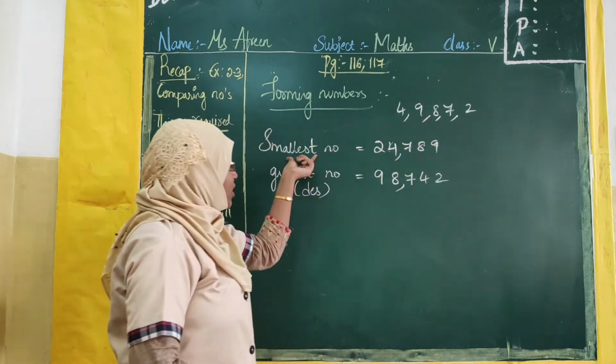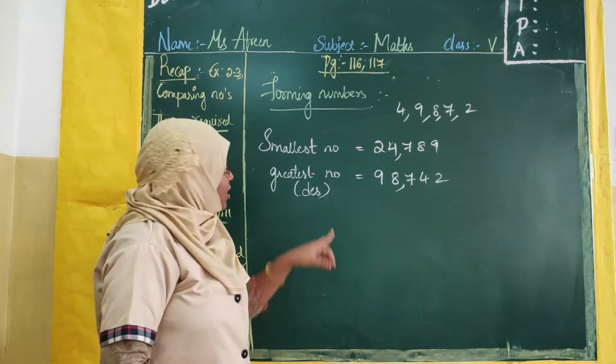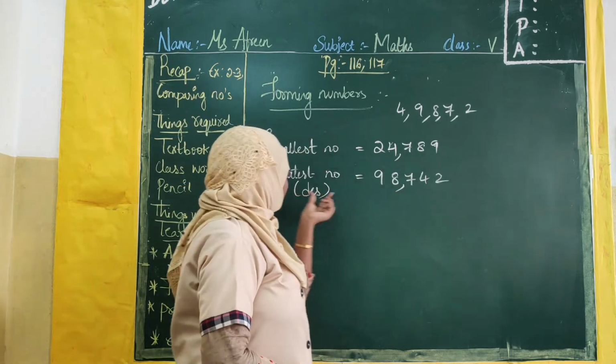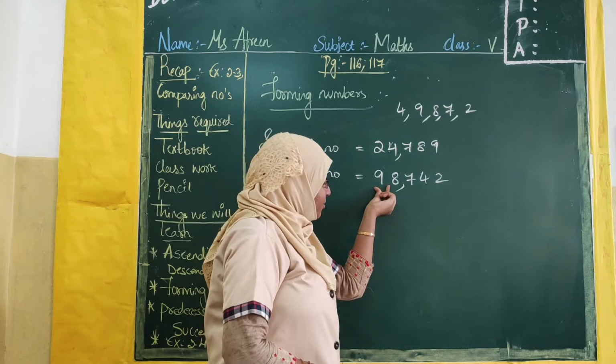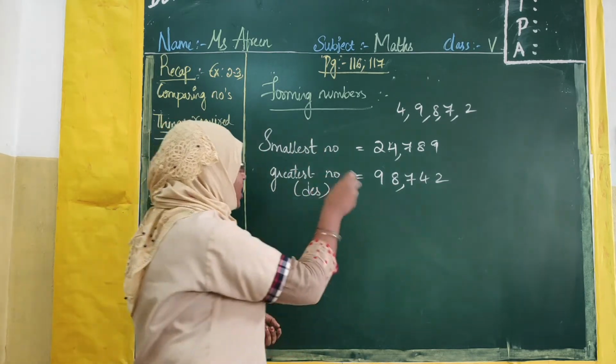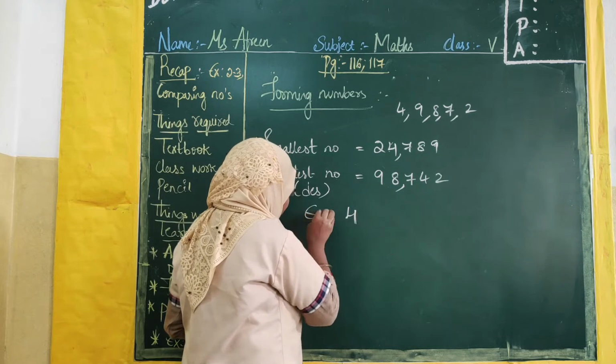Simply they will give the digits, and we have to find the smallest and the greatest number. Smallest means we will write from small to big. For the greatest number we will write from great to small. Okay, smallest and greatest number. If you change the digits, let us take one more example.